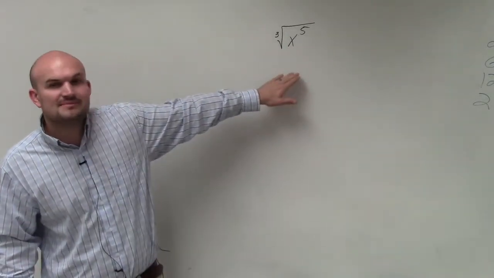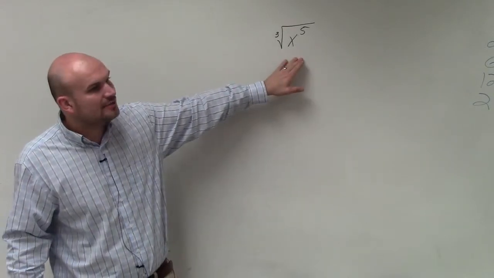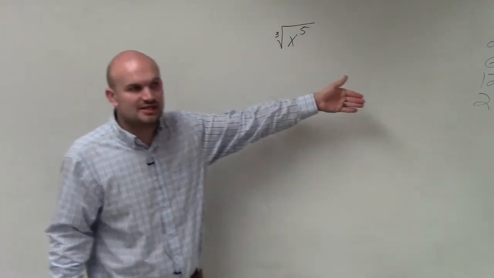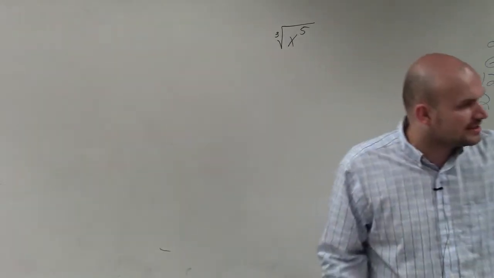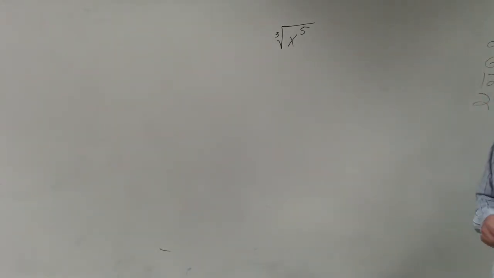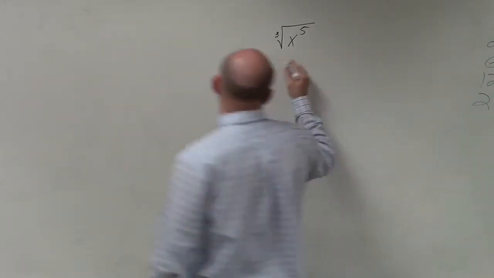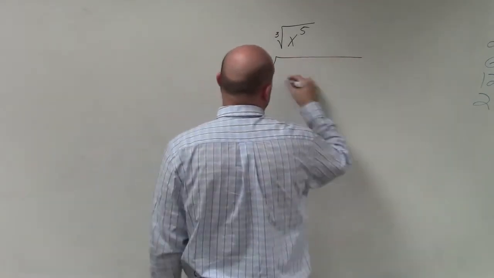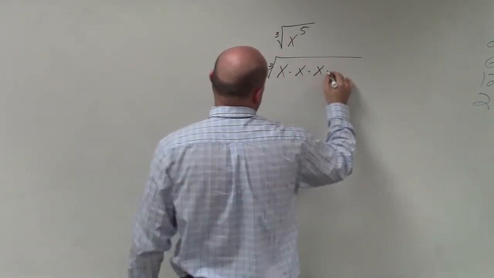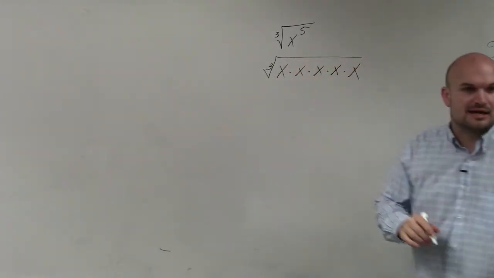It's sometimes nice when we look at variables, because it's very easy to find what we call the linear factorization, which we'll get to in a second. But I know that I can rewrite the cube root of x to the 5th as x times x times x times x times x.